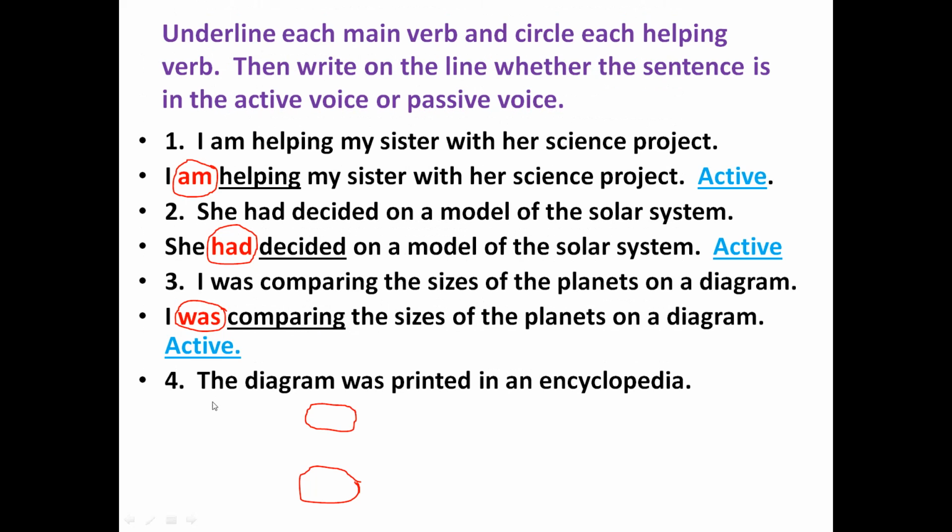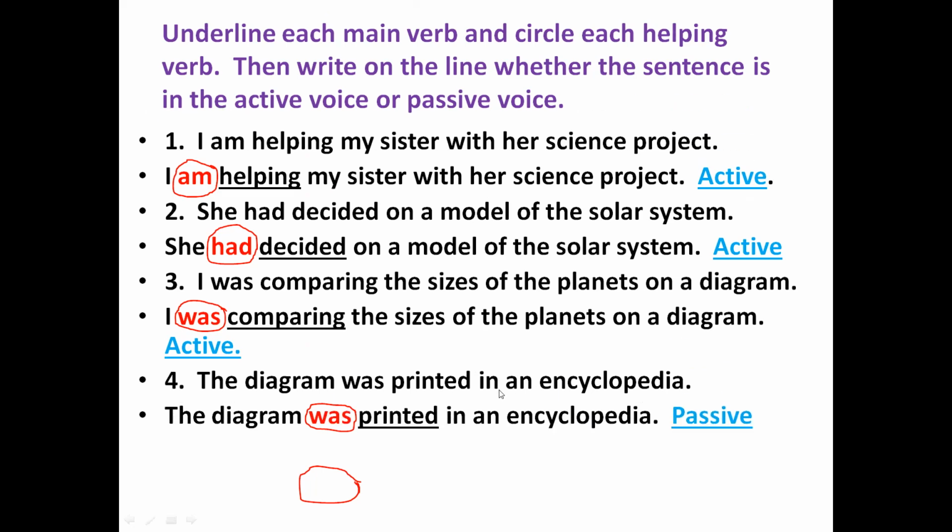The next one, the diagram was printed in an encyclopedia. Here you see the subject is the object of an action. The diagram was printed. So this is passive voice.